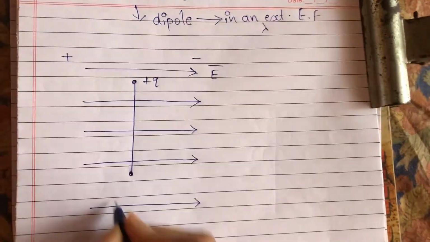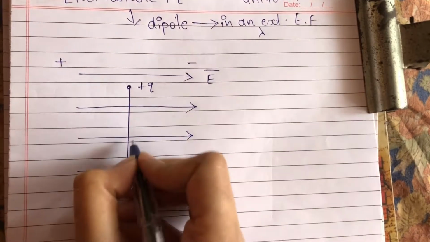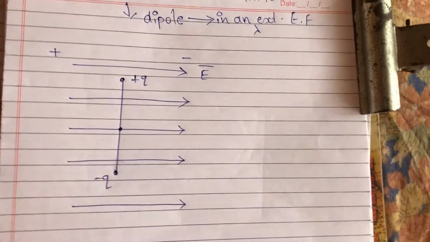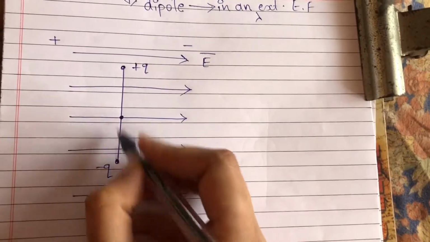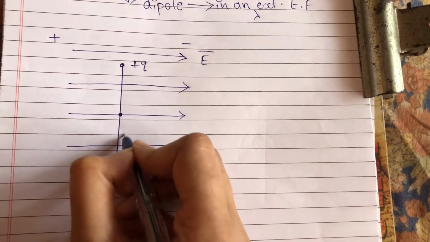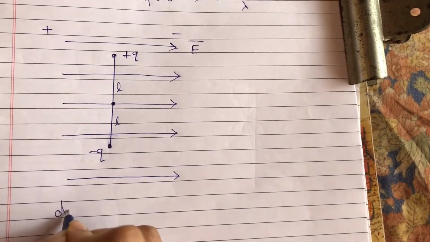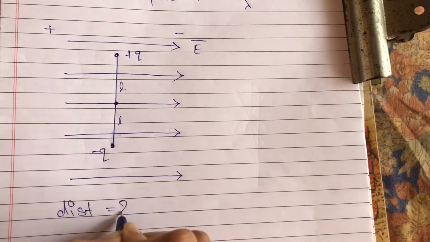Dipole means here you have a positive charge, here you have a negative charge. Let me tell you some general information. This is the center of the dipole. From the center to this charge the distance is L, and from the center to this charge the distance is L. So the total distance is 2L.